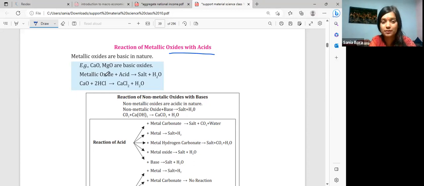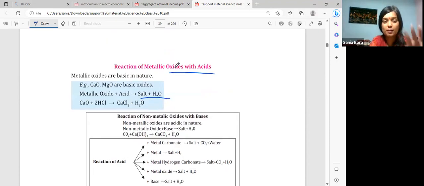When a basic metallic oxide reacts with an acid, it forms salt and H2O. An example is CaO plus HCl, which gives you CaCl2, which is a salt, and H2O. Clear? Yes? Yes, ma'am. Okay.